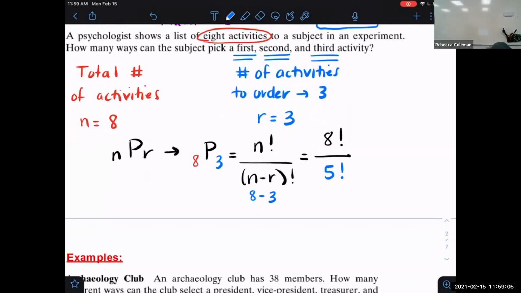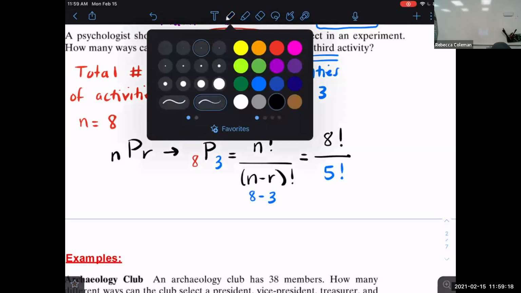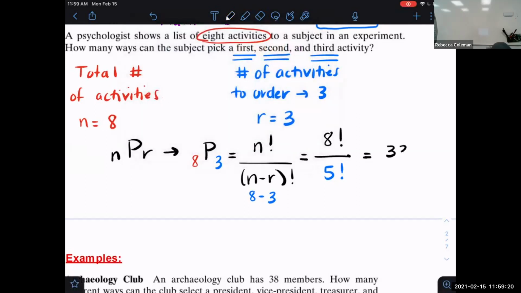If I go to my calculator and take 8 factorial, using my exclamation here, divided by 5 factorial, it's going to show me that there are 336 possible ways to arrange a first, a second, and a third activity. But yes, you do have an NPR function somewhere on your calculator, right around where you found the factorial. So the easier thing for you to do is just to let your calculator evaluate.